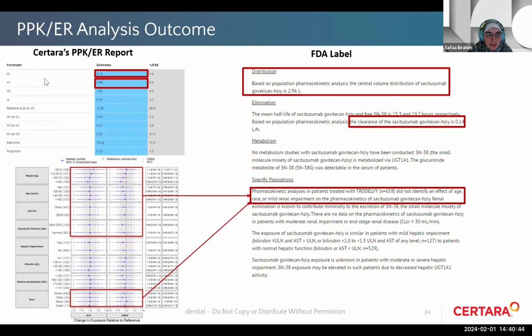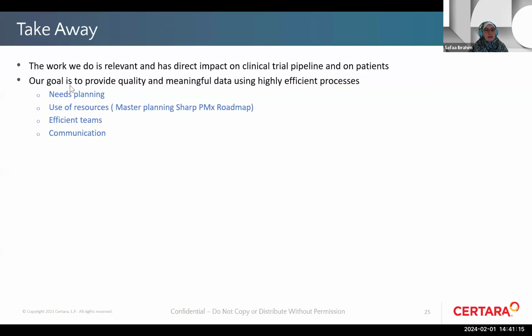So what's really important here is the outcome, which is this report, Certara's population pharmacokinetic exposure response report, and you can tell here that the results from the analysis can actually be part of the label that will benefit and impact the patient. So with that, we can take away that the work that has been done is relevant and has a direct impact on the clinical trial pipeline and on patients.